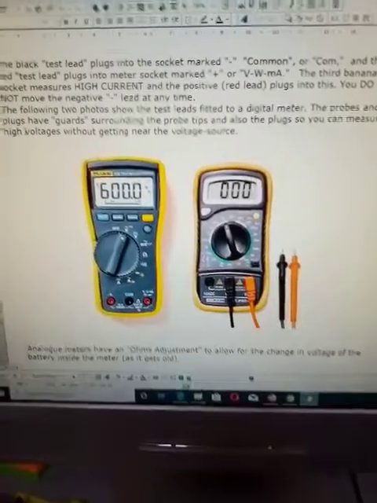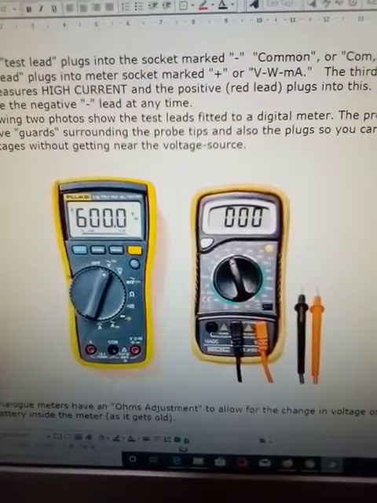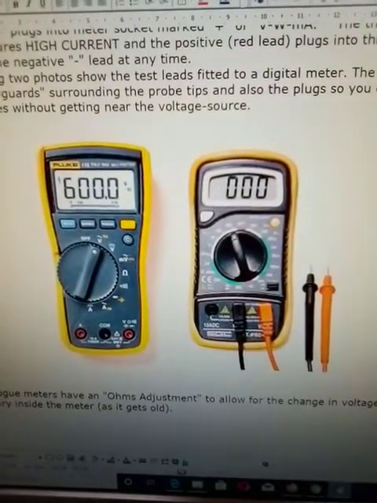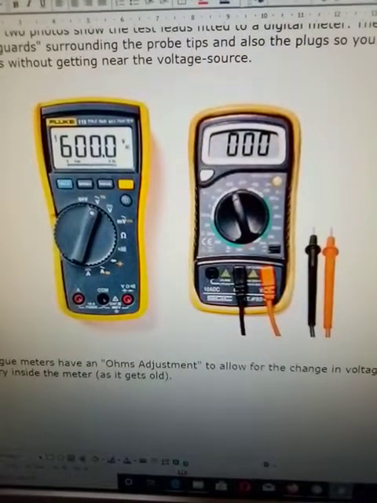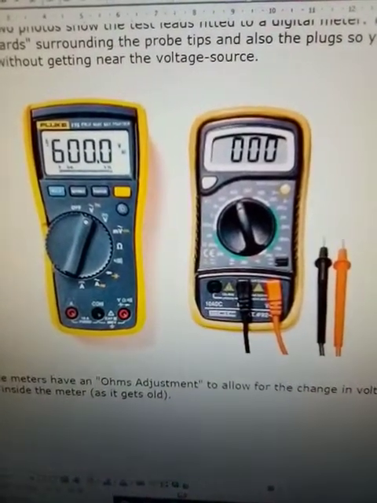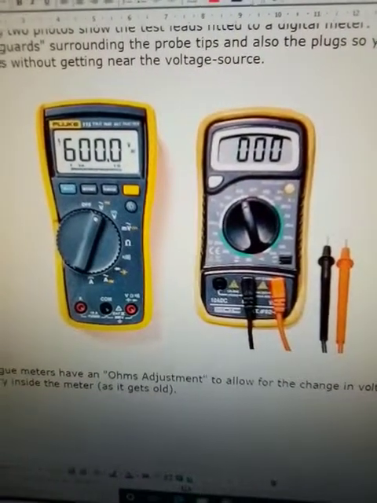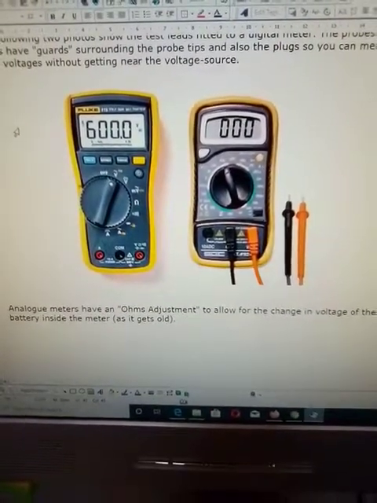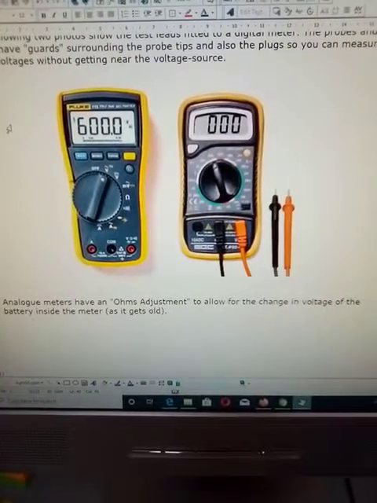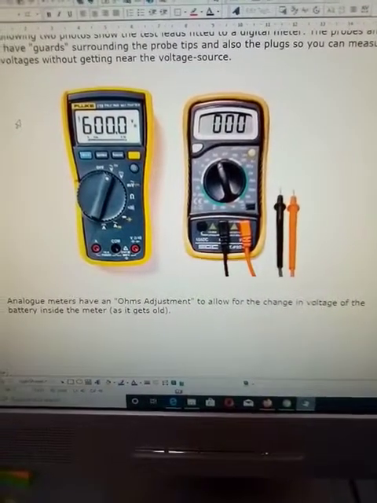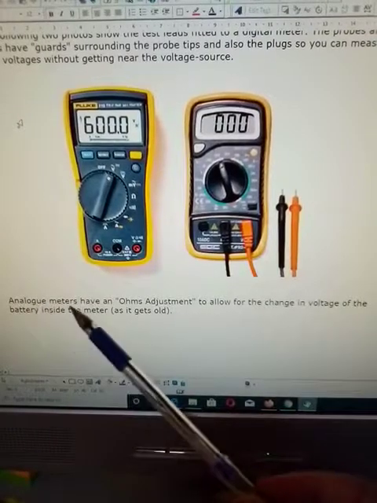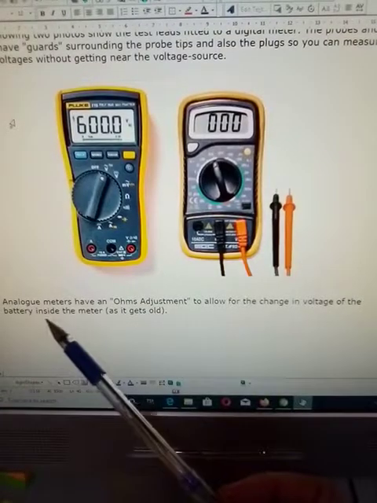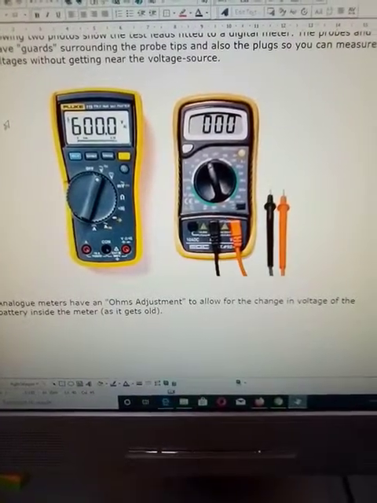And again, I'll just zoom in so you can see these in full, and how they're actually connected up. Just panning out. Okay. Now, analog meters have an ohms adjustment to allow for the change in voltage of the battery inside the meter as it gets old.